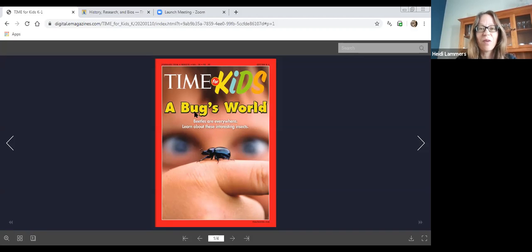Don't you love how the letters of the title are chewed up? I think the beetle got to those letters. Let's read the subtitle. This will give us a little bit more information about what we're going to read. Ready? Read. Beetles are everywhere. Learn about these interesting insects.